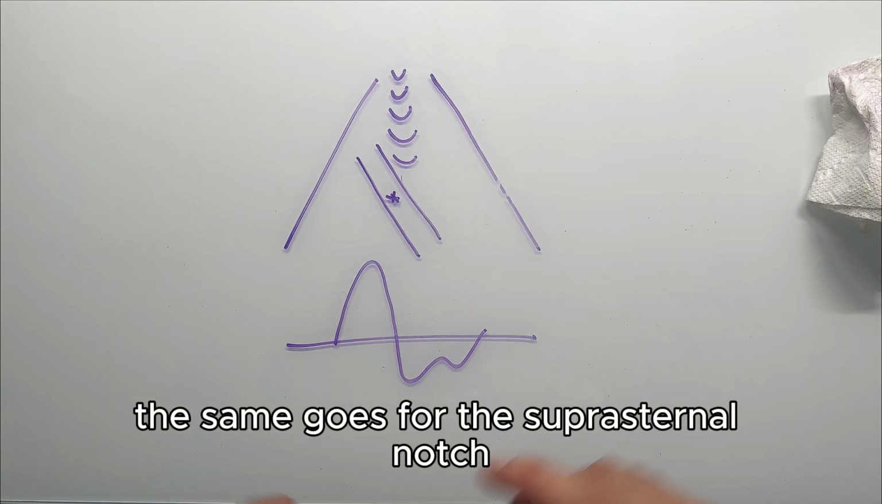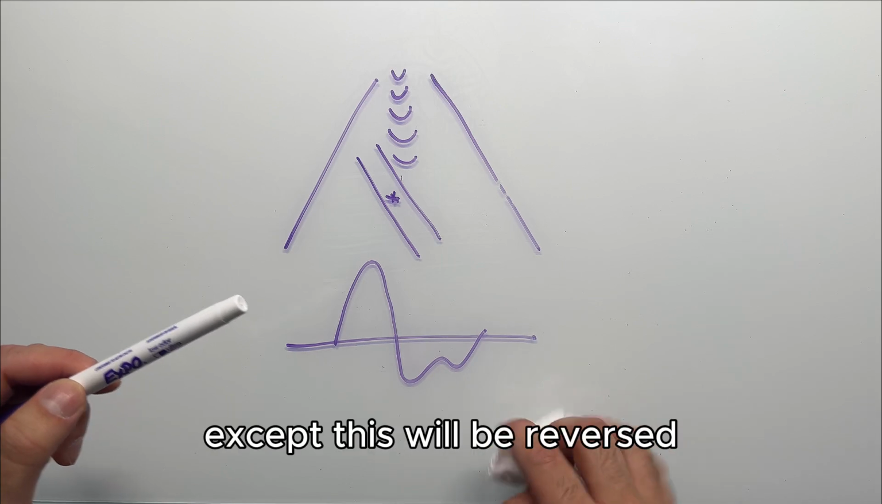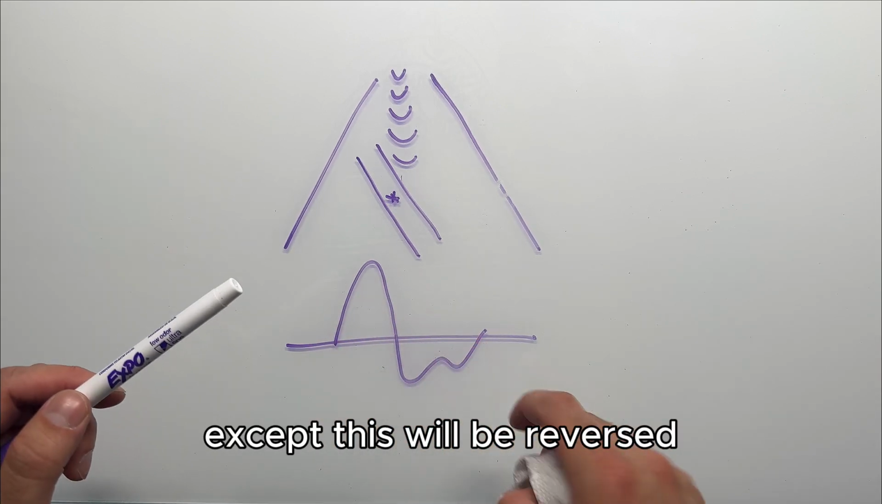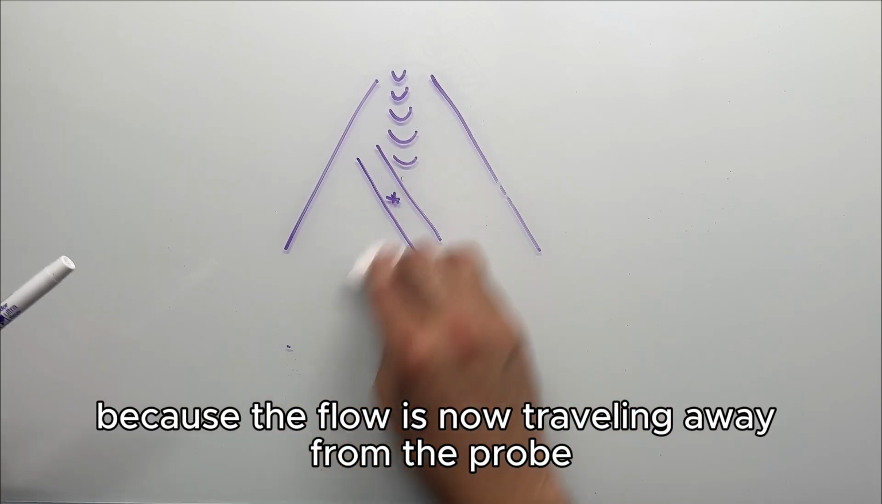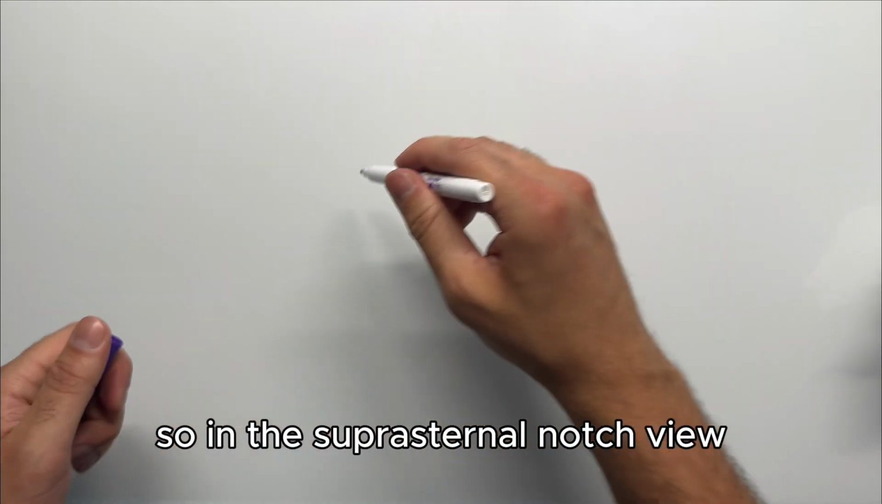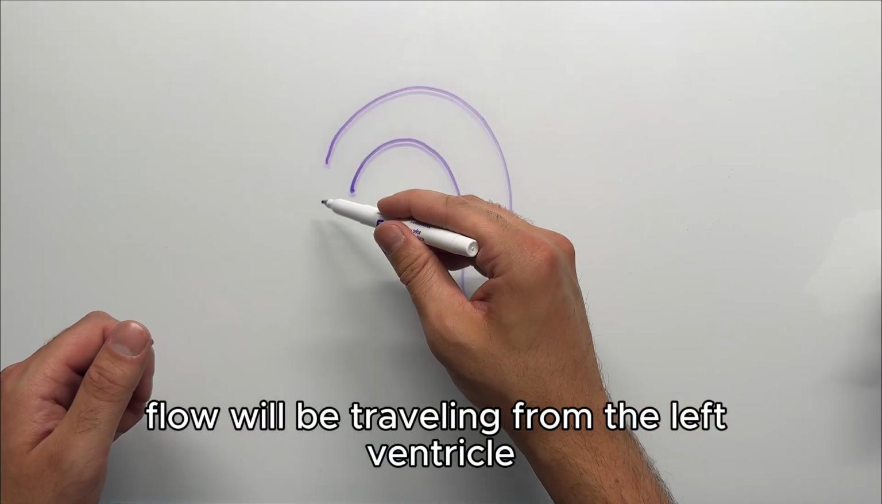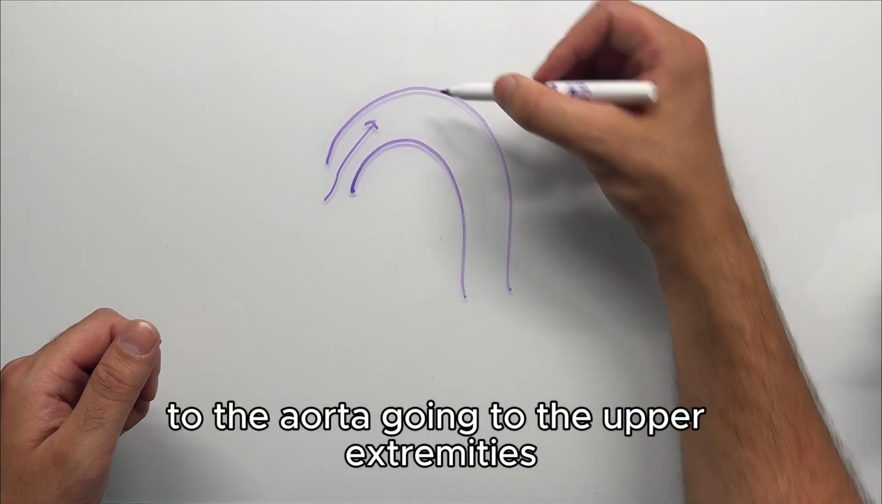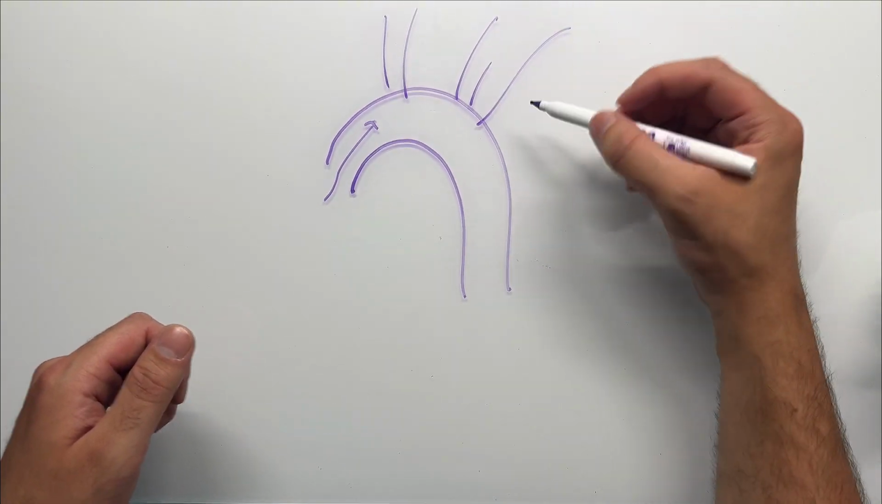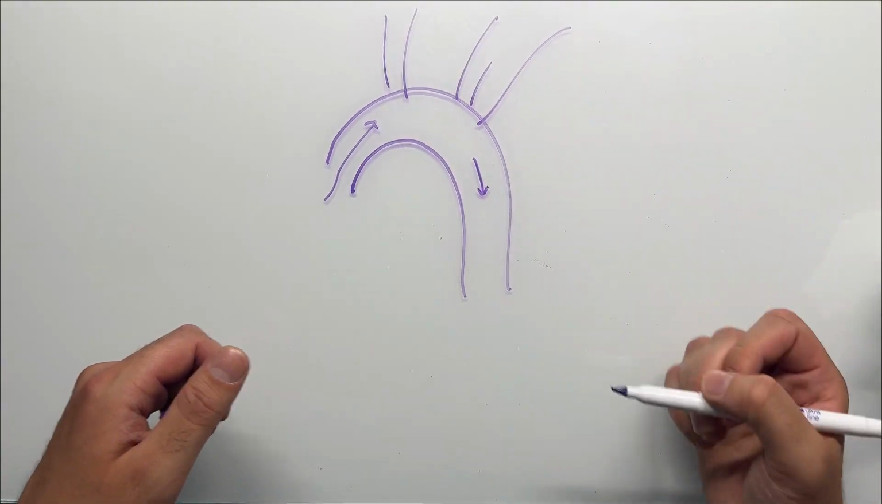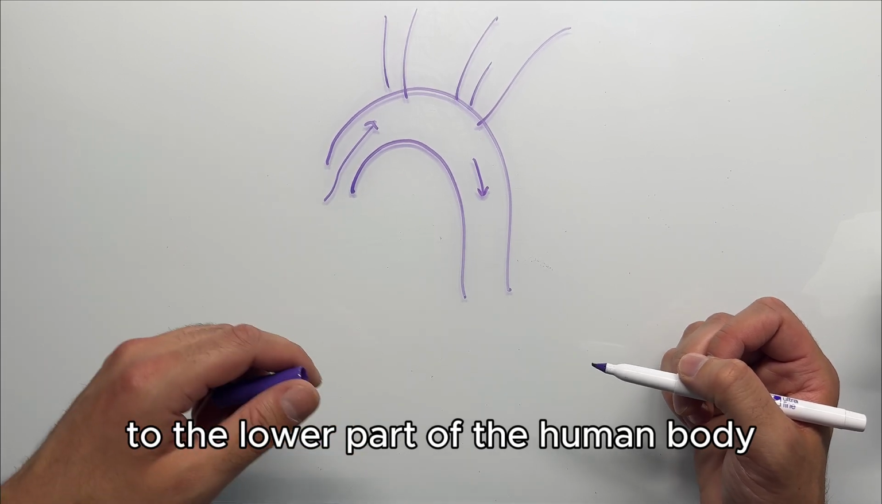The same goes for the suprasternal notch, except this will be reversed because the flow is now traveling away from the probe. So in the suprasternal notch view, we see the aortic arch. Flow will be traveling from the left ventricle to the aorta, going to the upper extremities, and traveling down here to the lower part of the human body.